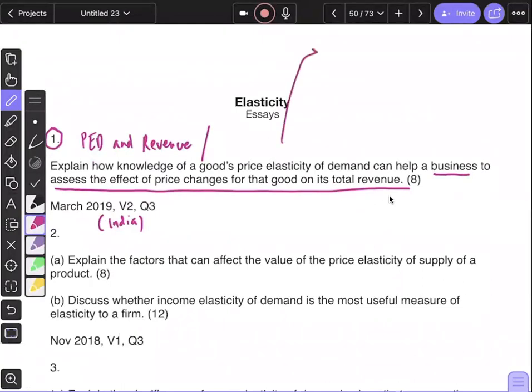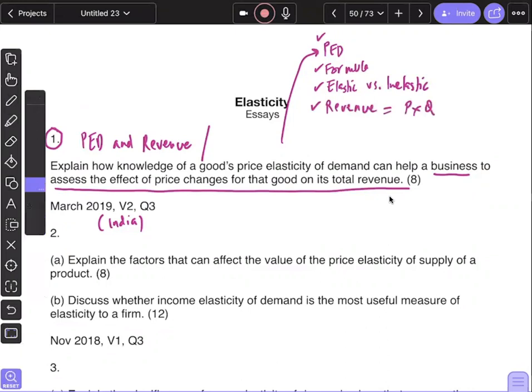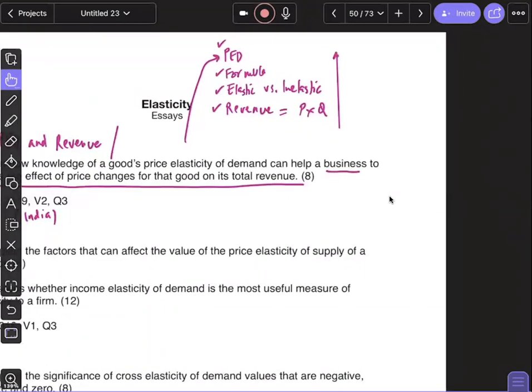So first, we define what PED is, right? We've already done that. We talk about the formula, which is percentage change in quantity demanded over percentage change in price. We talk about what is elastic versus inelastic. Elastic is greater than 1, more responsive; inelastic is less than 1. And then we talk about revenue. Revenue is simply price times quantity. And you can draw the diagram like this one while we're explaining revenue.